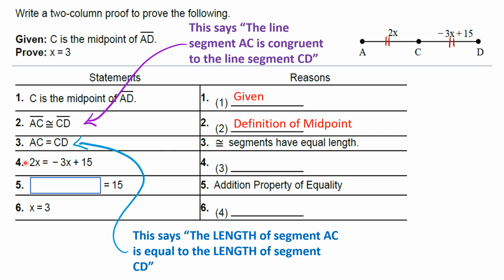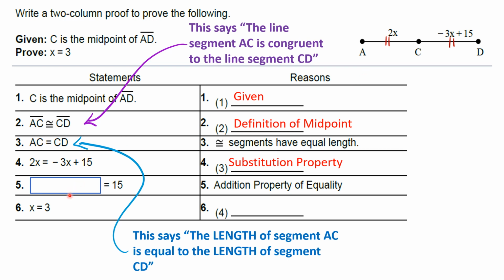All right, line 4 says 2x equals negative 3x plus 15. So where did they get those values from? That came from the diagram, right? So we were just substituting AC, the length AC, with what they told us that length was. So that's just the substitution property.